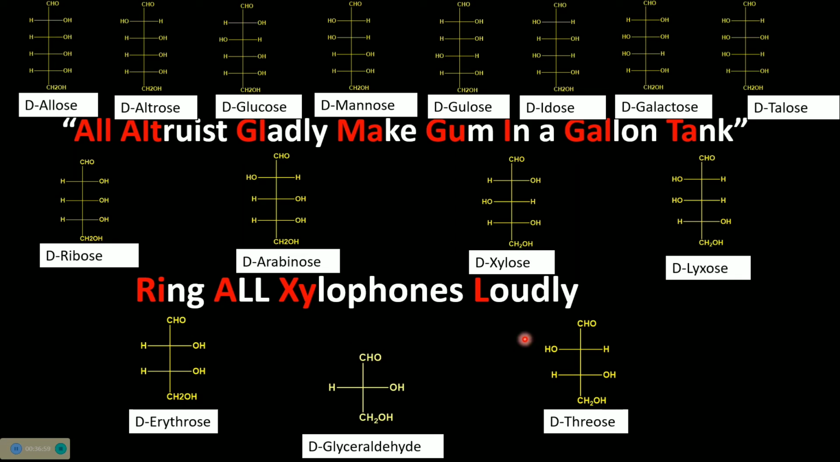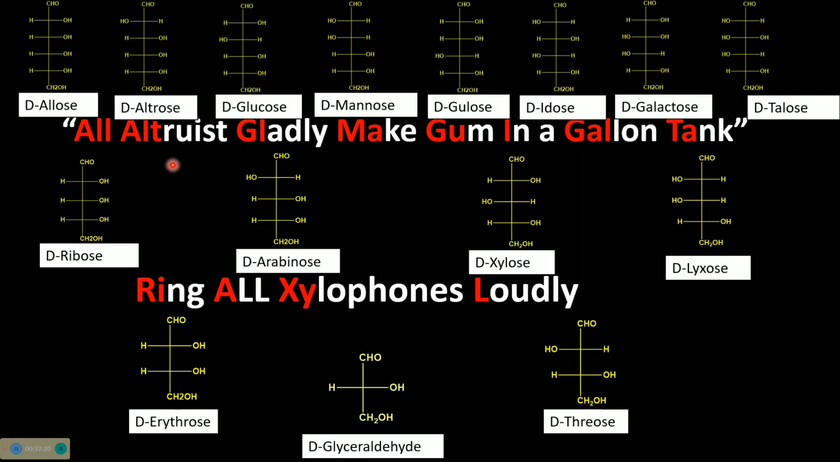So, ring all xylophones loudly. First, ring, ribose. Second, all, arabinose. Loudly, lyxose. Xylophones, xylose, loudly, lyxose. So all are D in nature. We have to remember one thing: all are D in nature. The bottommost chiral carbon is D in nature.